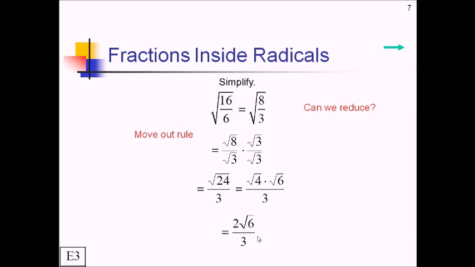Some of you might have been tempted to reduce the 6 and the 3, but you have to keep in mind this is not really 6. This is the square root of 6. This is the weird, funky decimal that when you multiply it by itself gives you 6. So that's not going to go into 3 at all. So that's it for this one.